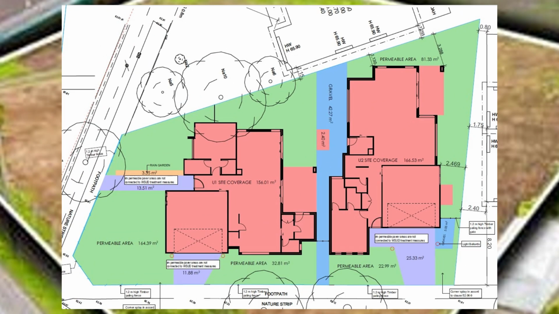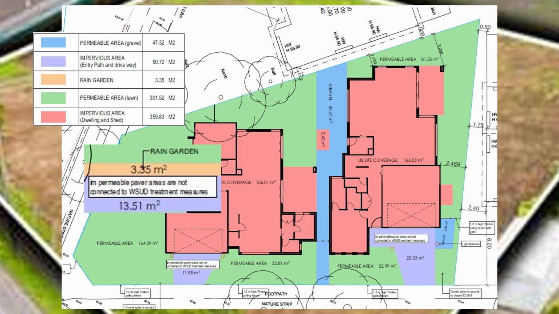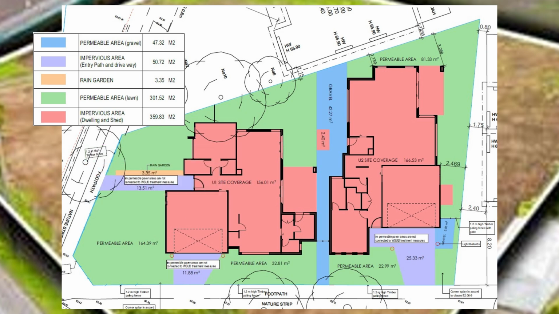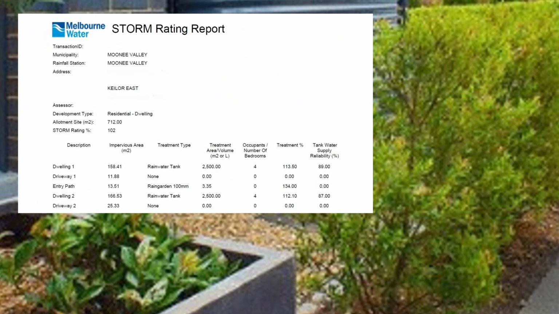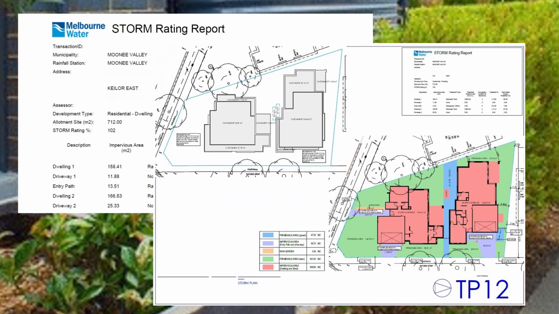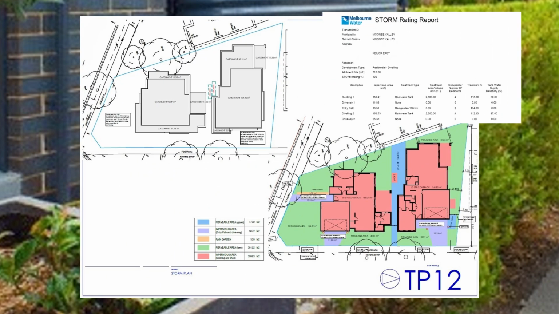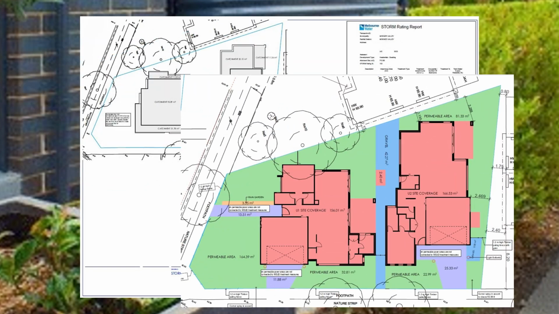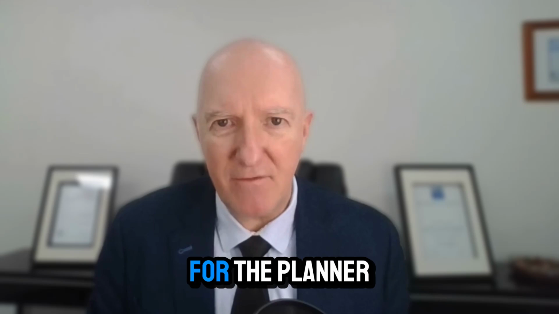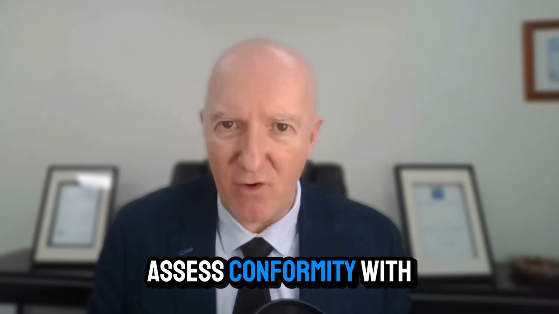A color-coded plan has been prepared that shows all permeable and impervious areas by type, and the rain garden, which is the treatment type associated with the entry path, again consistent with the STORM rating report. When packaged together, the information in the STORM rating report and on the permeability and stormwater plan is consistent. All of the information that is required has been provided and clearly demonstrates how the standard has been met, making it easier for the planner at council to assess conformity with the standard.